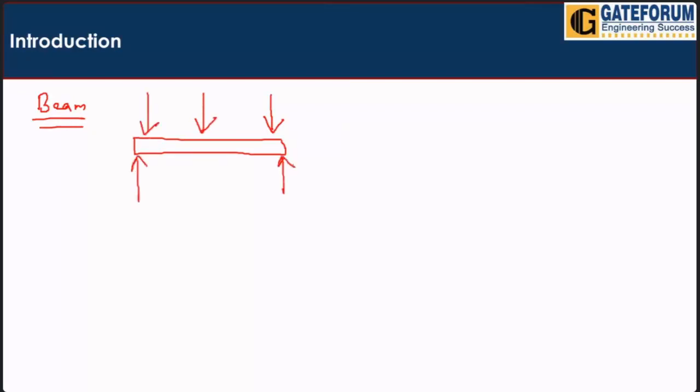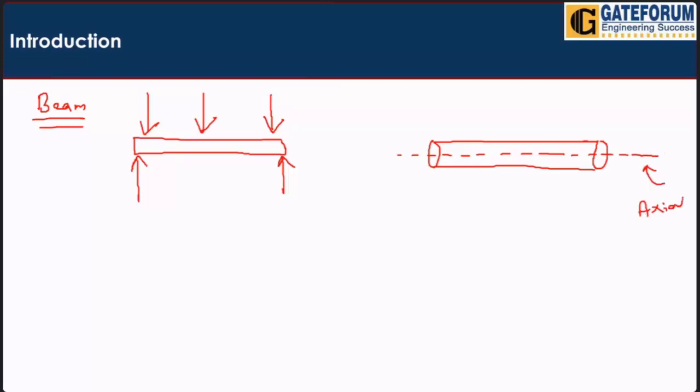That means you can see what is the meaning of lateral load. Suppose here we have a cylinder acting as a beam. So this will be the axis or axial direction. But what about the direction which is perpendicular to this axial? Means if here we have 90 degrees, this one is known as the transverse direction.